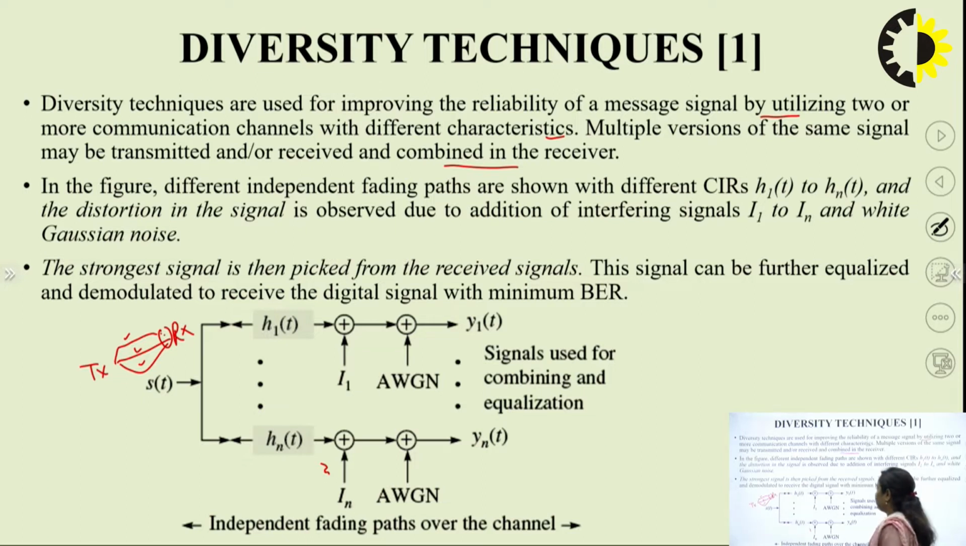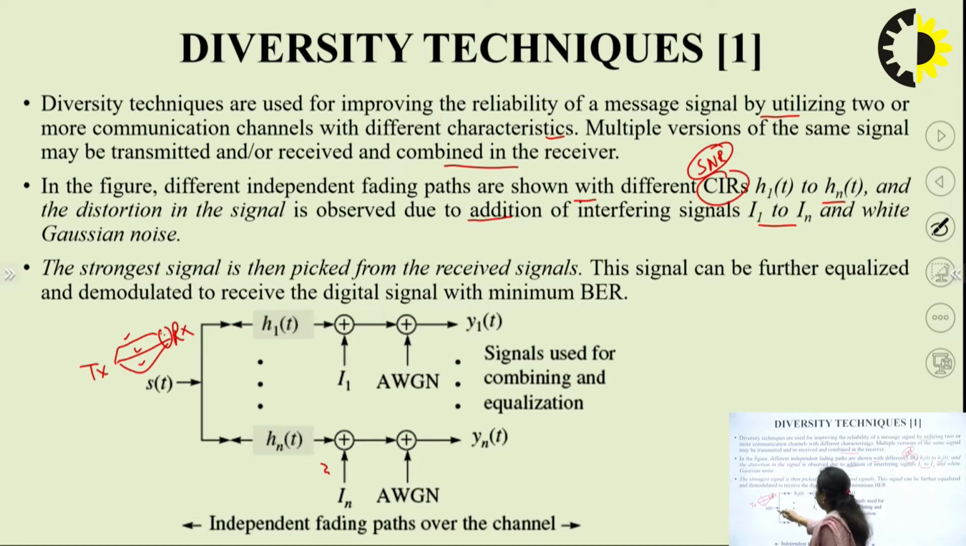So in this figure which is given over here, the different independent fading paths are shown with different CIR, that is carrier to interference ratio. And carrier to interference ratio we can also consider as signal to noise ratio, but this is more prominent over here. Means carrier signal, the signal which is being transmitted, divided by the interference which is going to affect the quality of the signal. So CIRs H1 to HNT, and the distortion in the signal is observed due to addition of interfering signals, that is I1 to IN, and white Gaussian noise.